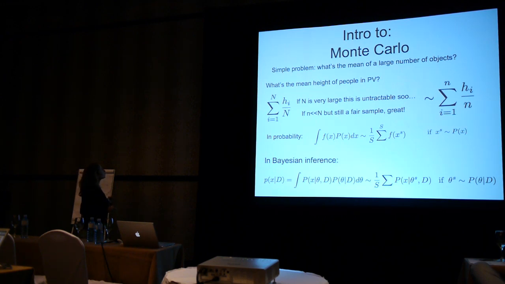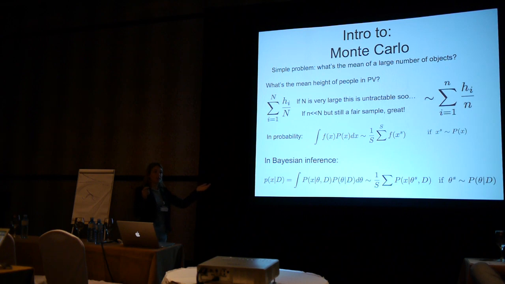Now, to do that, you would have to do the sum from i going from 1 to n, where n is the total number of people in Puerto Vallarta, of the height of each of them, and then weighted by the total number of people. But if n is very large, this is intractable. So it's the same thing that your brain does when it gets put in front of a very complicated image. Oh, this is so complicated, I can't treat it exactly.